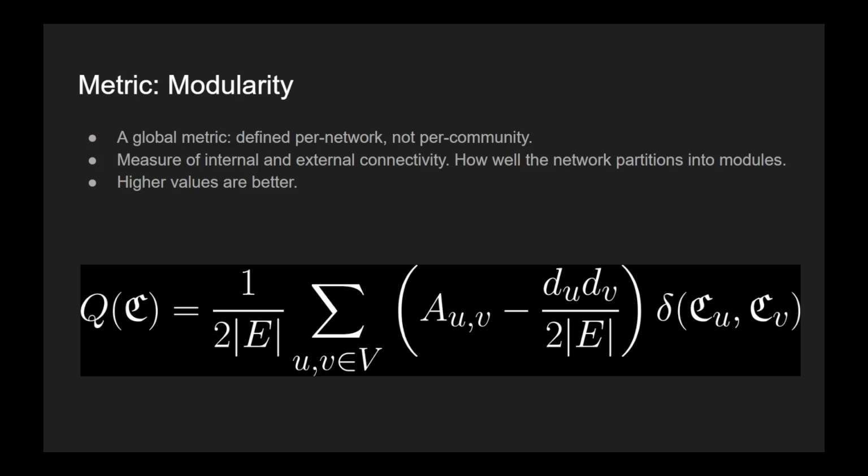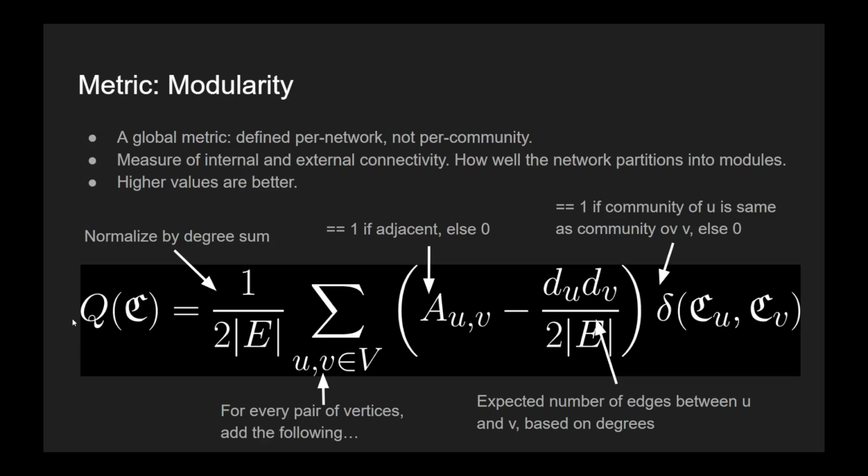It's going to be a measure of internal and external connectivity, and it's looking at how well the network partitions into modules. And in this case, the higher values are better. So let's take a look at the equation, which is given below, and we'll explain some of the terms. So modularity is usually given by the letter Q. That seems to be the most common. And again, it's going to be defined for a set of communities, which I have in the script C.